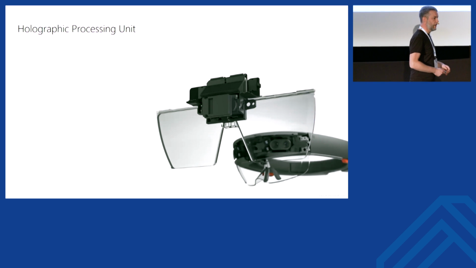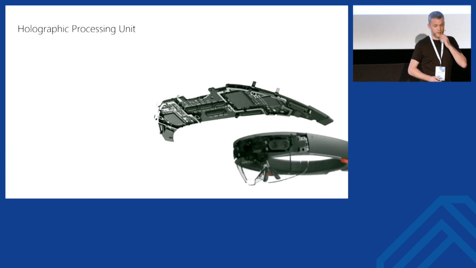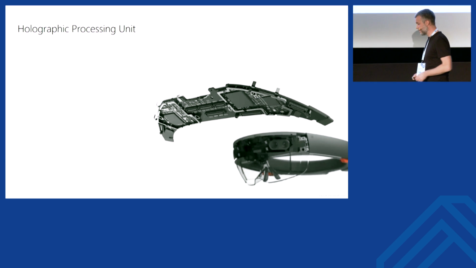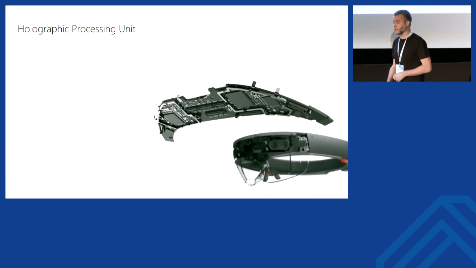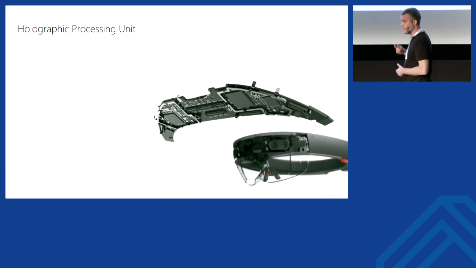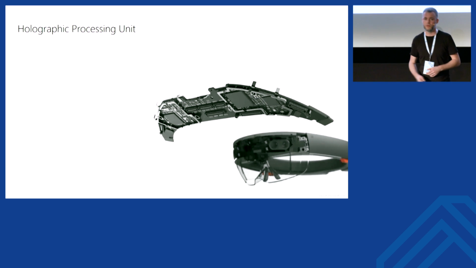The other thing, the holographic processing unit, also called HPU. This is the core of the computation when it comes to sensory data. It gets all the sensory data and processes it so that the main CPU isn't bloated with work. Also, it's custom designed especially for HoloLens. It also reads user gestures, for example.